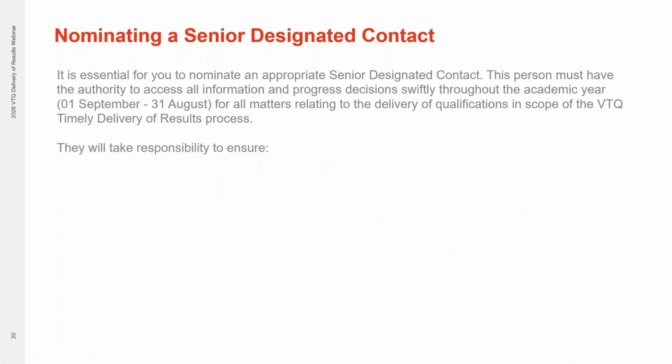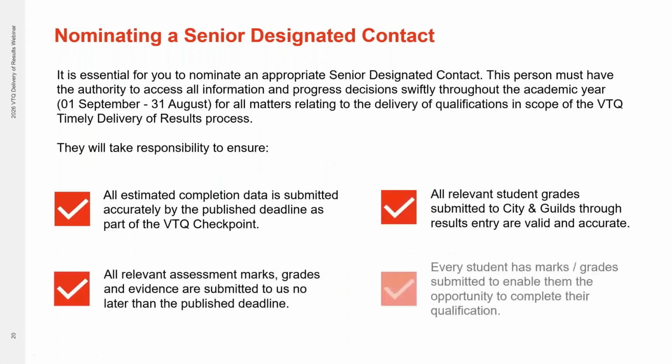Okay, so on this slide, we provided a bit more detail about nominating a senior designated contact. It is essential for you to nominate an appropriate senior designated contact. This person must have the authority to access all information and progress decisions swiftly throughout the academic year, from the 1st of September to the 31st of August, for all matters relating to the delivery of qualifications in scope of the VTQ timely delivery of results process. So there's someone who needs to be contactable both inside and outside of term time, so that we can make sure that we can contact somebody to progress decisions swiftly in relation to this process.